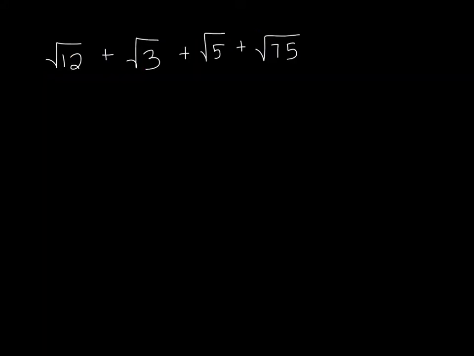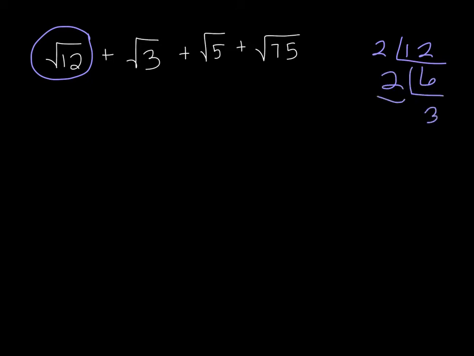Okay, for this example, it doesn't look like we have any like terms. However, we do have some that can be simplified. So let's simplify them and then see if we have like terms. Right here, that one can definitely be simplified. Prime factors of 12: 2 times 6, 2 times 3. So we can pull out a pair of 2's. So that would be 2 radical 3. 3 is a prime number, so it can't be simplified. 5 is a prime number, so it can't be simplified.